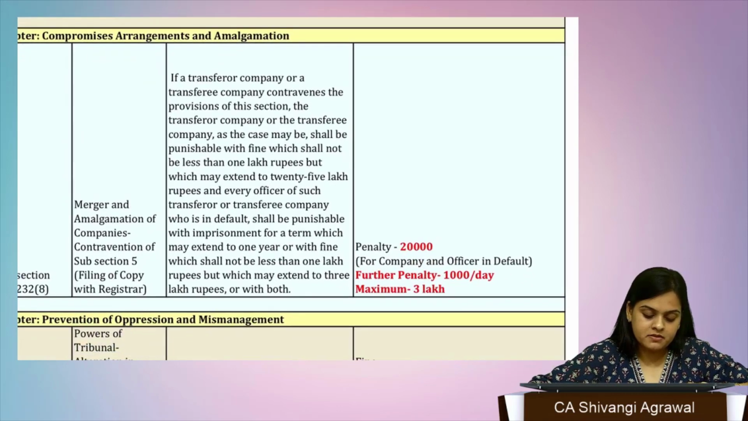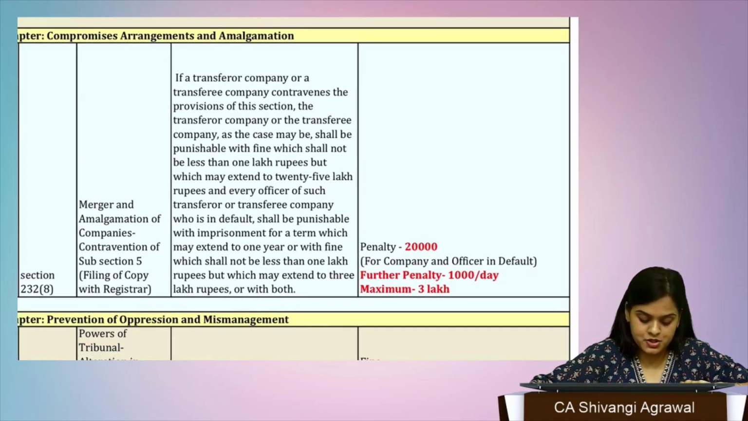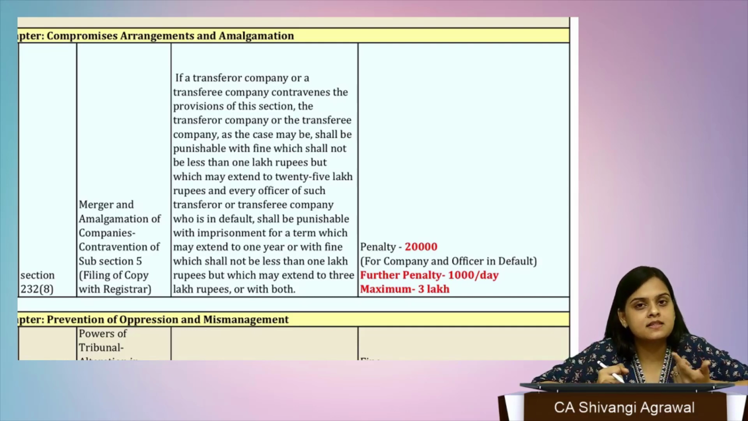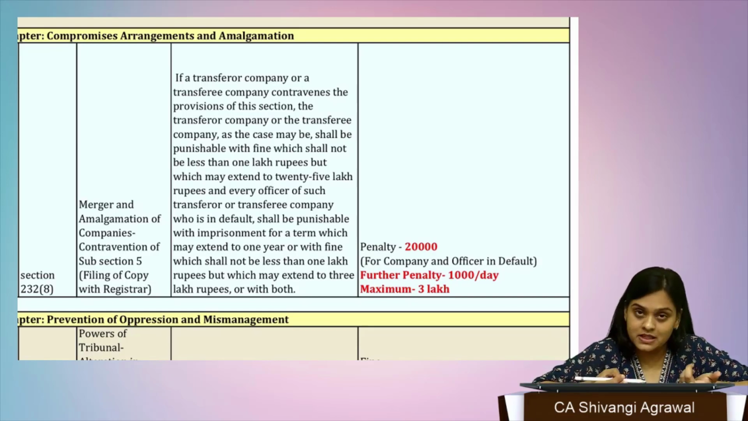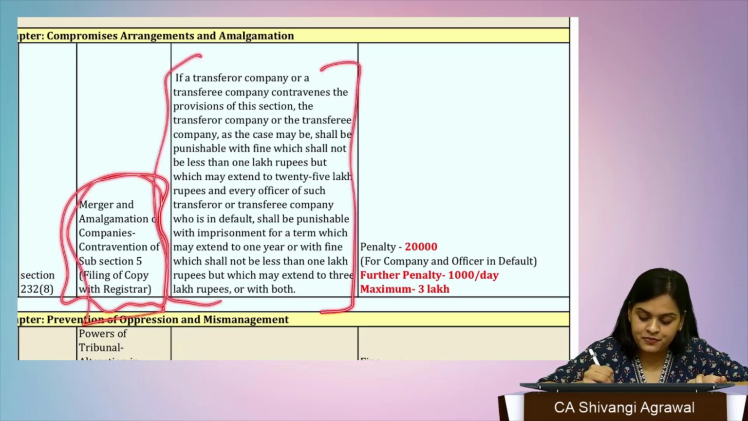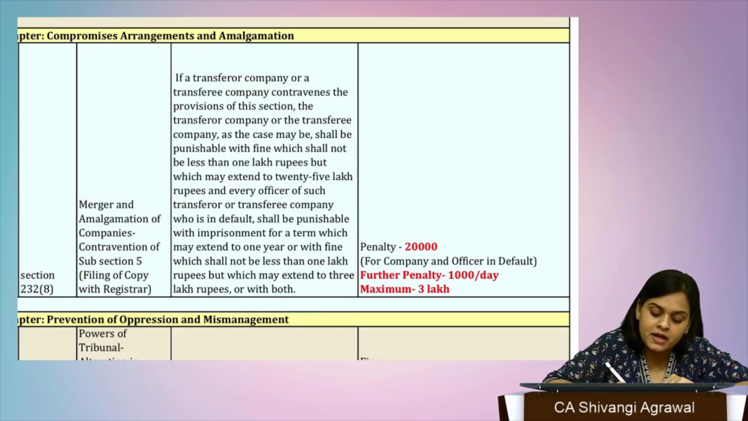Now next chapter, compromises, arrangements and amalgamations, section number 232. Subsection 8 is of course about the contravention. If you contravene subsection 5, that is, once we get the copy of the order, within 30 days we need to file that certified copy of the order with the registrar, the ROC. If I do not file this, then there was a penalty, or you can say fine, on whom? If a transferor company or a transferee company.